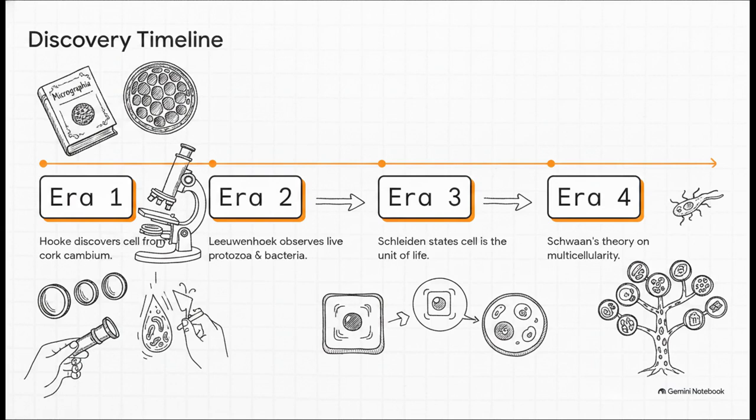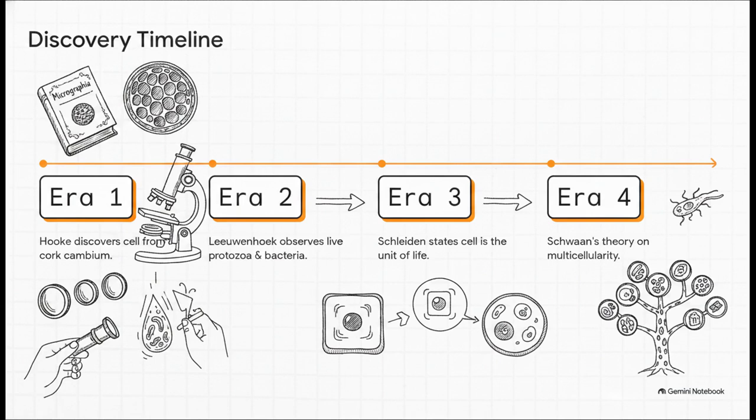First, Robert Hooke literally writes the book on it, his work Micrographia, where he observes dead cork cambium plant tissue and actually coins the term cell. Then he passes the baton to Leeuwenhoek, who looks through his lenses and sees live cells, protozoa, bacteria, sperm, for the very first time.